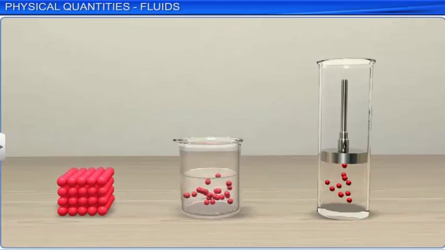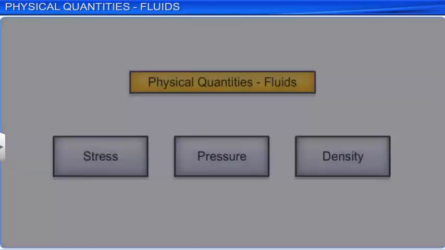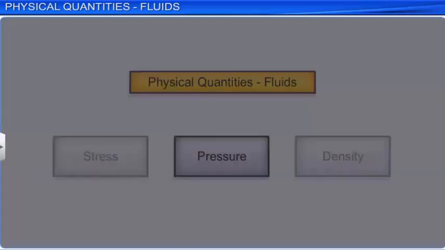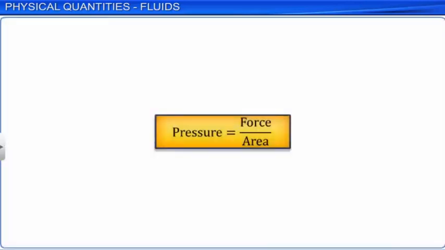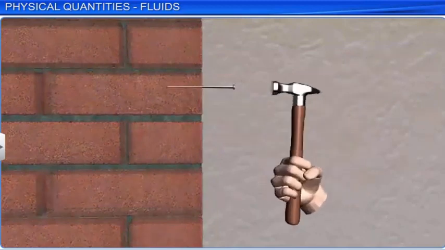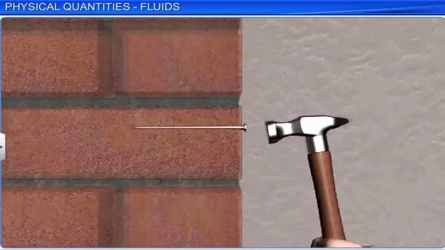Another common physical quantity related to fluids is pressure. Pressure is defined as force exerted per unit area. We experience many incidents involving pressure in our day-to-day life. One such example is that it is easier to drive a sharp nail into a wall than a blunt one. This is because, for a sharp nail, the area on which force acts is less, hence more pressure. Here, the force exerted on the nail is perpendicular to the surface on which it is applied.